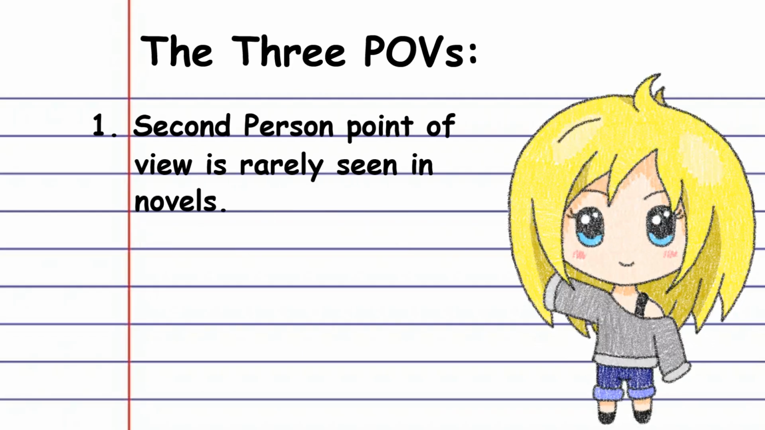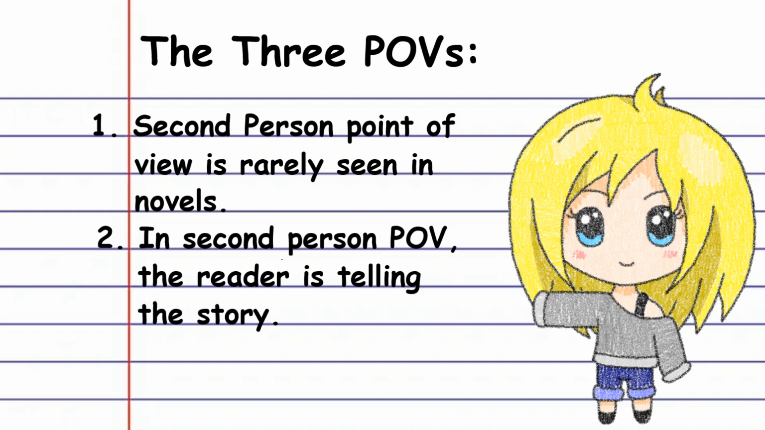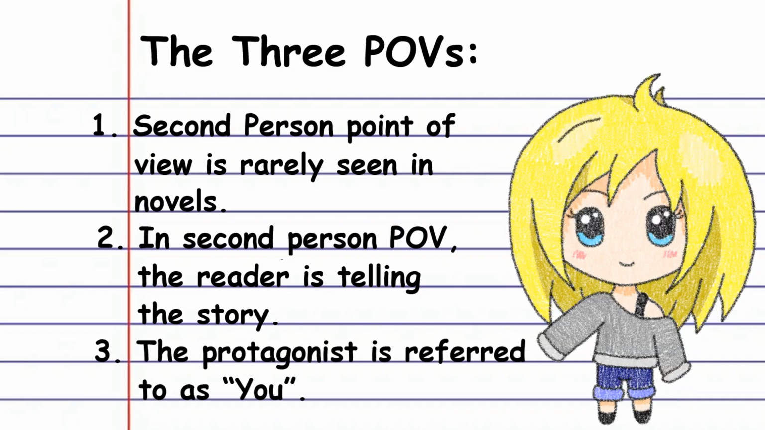Second-person point of view, on the other hand, is one that is rarely seen in novels and extremely difficult for an author to pull off. This is the point of view in which the reader is the one telling the story. You'll know if you're reading a second-person point of view narrative if the protagonist is referred to as you. You turned off your alarm, you brushed your teeth and got dressed, you went to work.